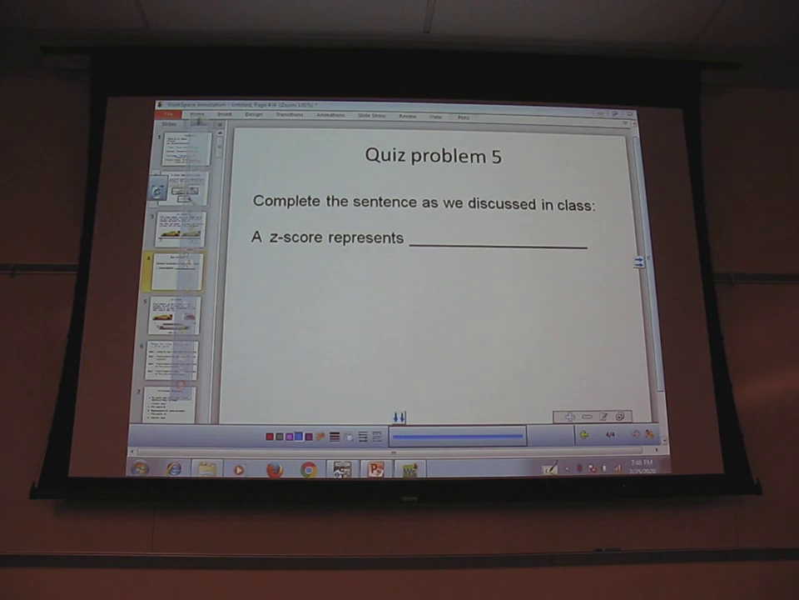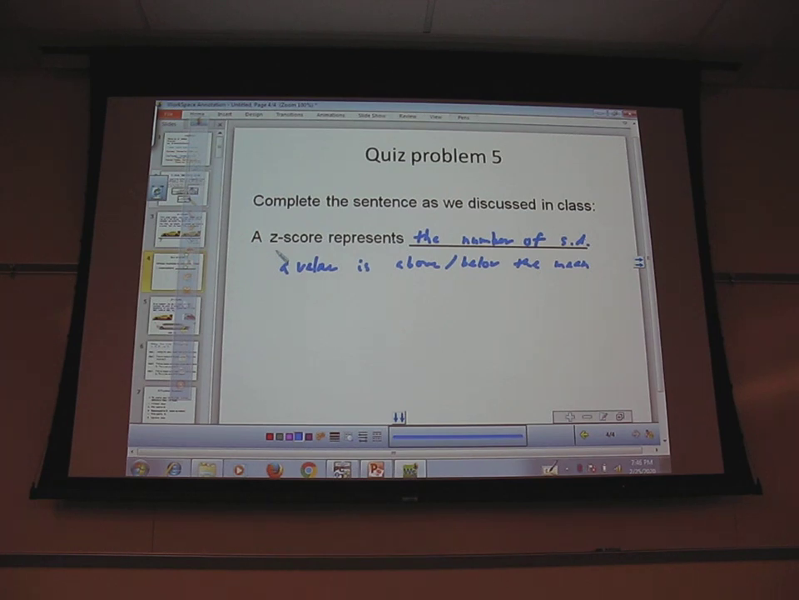All right, so everybody should be, a z-score represents the number of standard deviations a value is above or below the mean. Okay, so we're going to say it together quickly, starting from A, z-score.